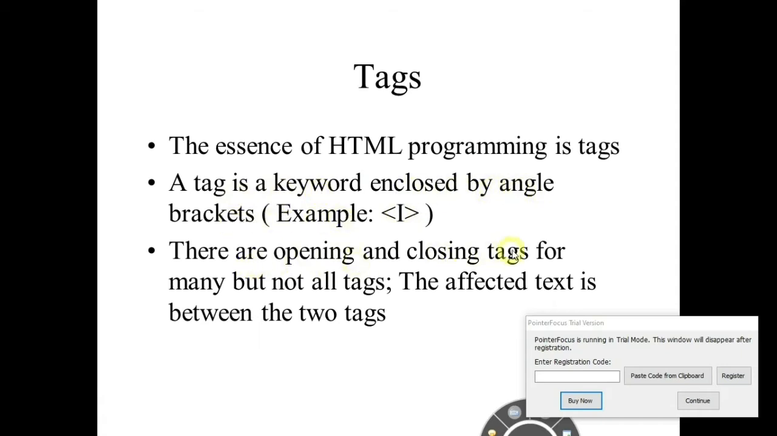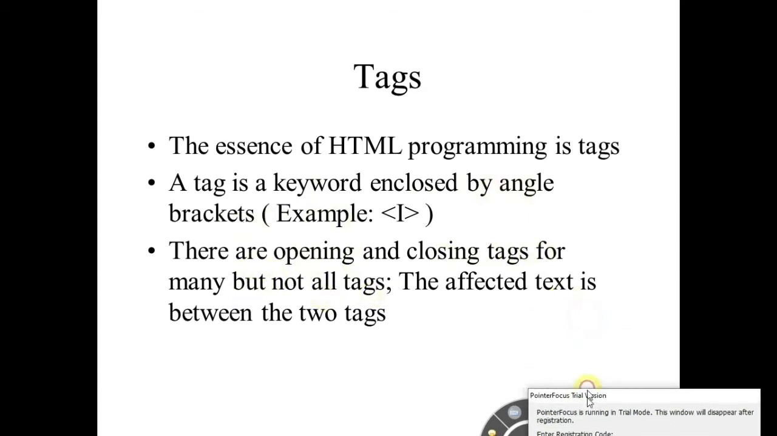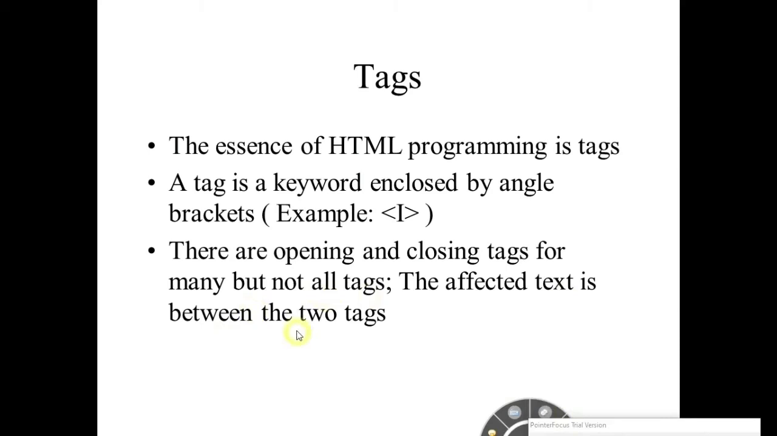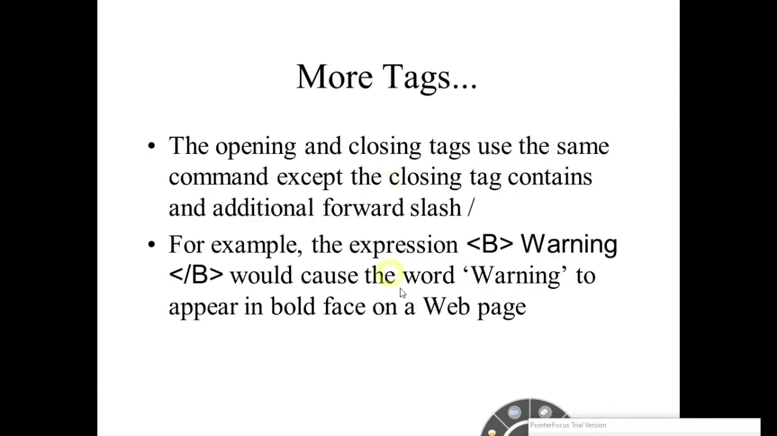There are opening and closing tags for many but not all tags. So every tag has an opening tag and a closing tag, but not all tags. The affected text is between the two tags. Okay, in between the opening tag and closing tag, we write some tags. So this is the basic structure of HTML programming. Let me move to the next slide.